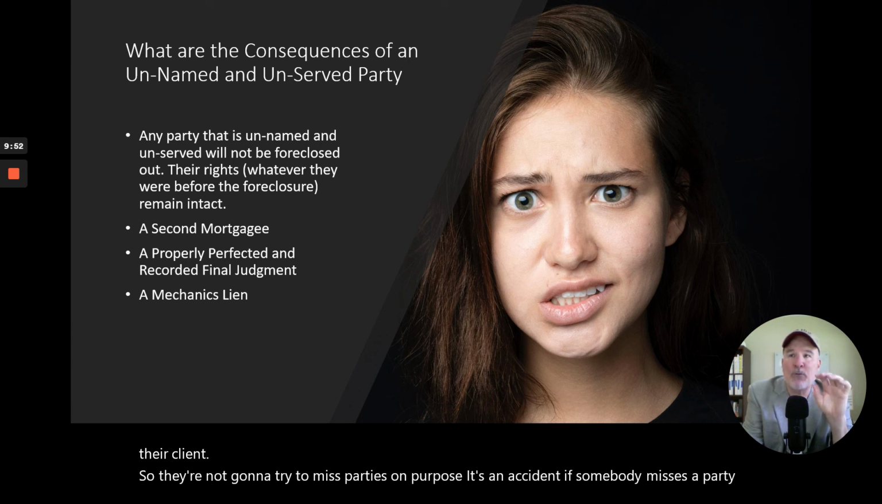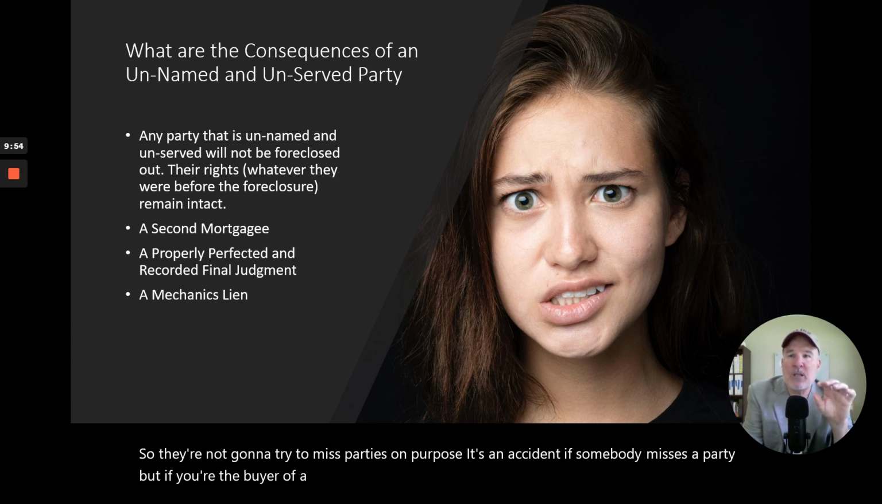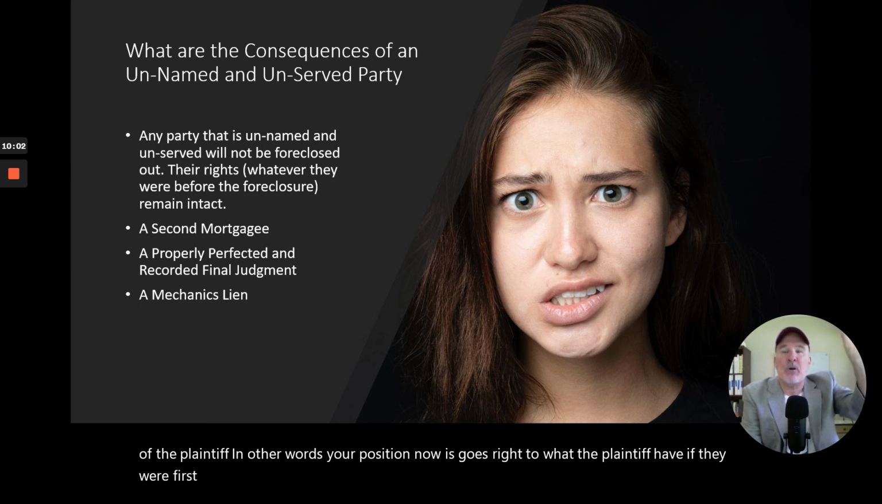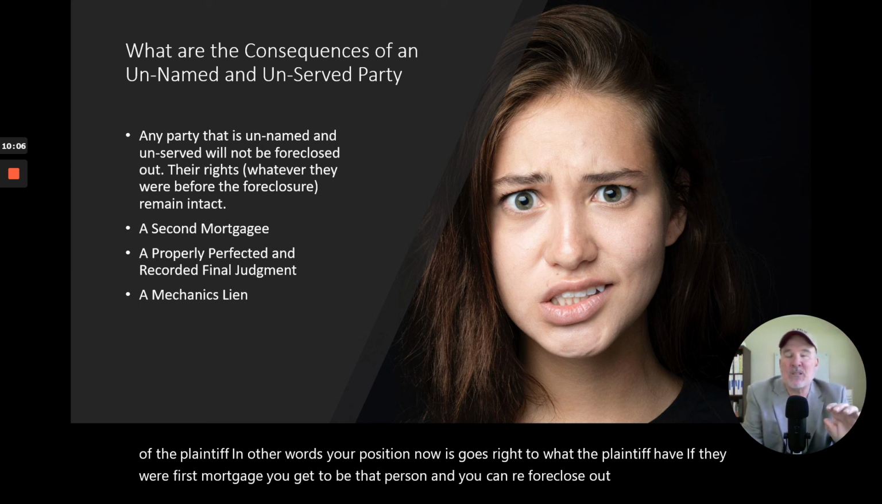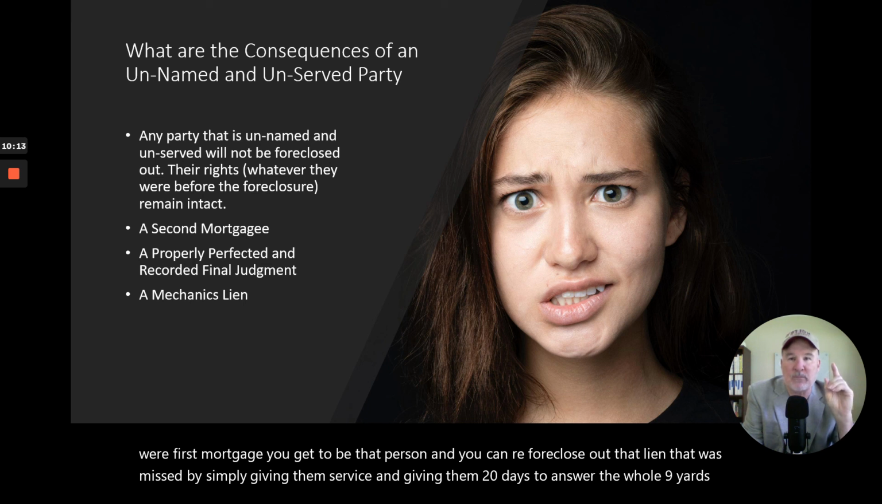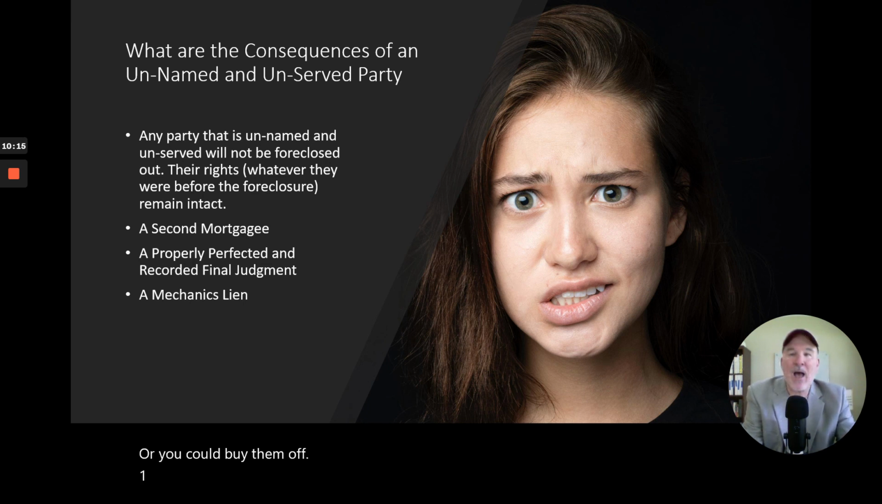But if you're the buyer of a foreclosure at a foreclosure sale, you're allowed to stand in the shoes of the plaintiff. In other words, your position now goes right to what the plaintiff had. If they were first mortgagee, you get to be that person, and you can re-foreclose out that lien that was missed by simply giving them service and giving them 20 days to answer, the whole nine yards, or you could buy them off. One way or the other, you have a remedy which is reasonable.